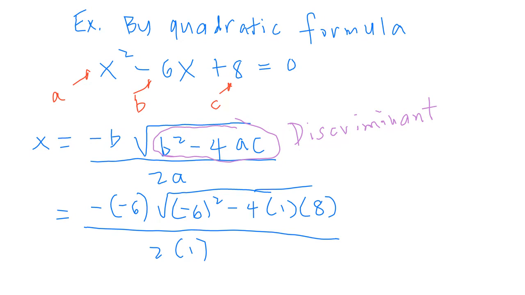Let's continue. Our answer now is equal to 6, because a negative times a negative is 6. And then inside, you have negative 6 times negative 6, so that should be 36. Then you subtract 4 times 8, which is 32, right? And you'll get 4. So take the square root of 4, it gives you 2.